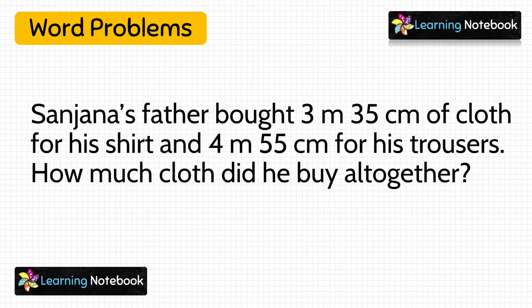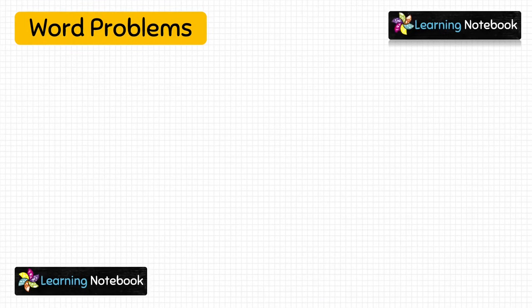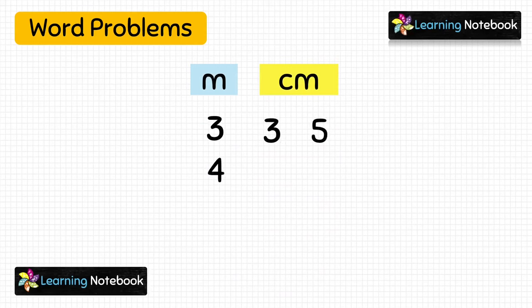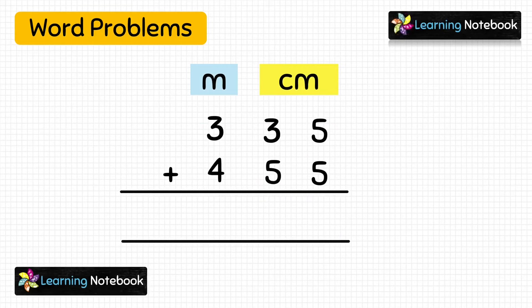So let's first understand this question. Here we are given the length of cloth bought for the shirt as well as the length of the cloth bought for the trousers. So to find the total length of the cloth bought by Sanjana's father, we will add these two given lengths. Now these lengths are given in combined units. So we will arrange them in two columns of meter and centimeter and then add them separately. So let's first add the centimeter column.